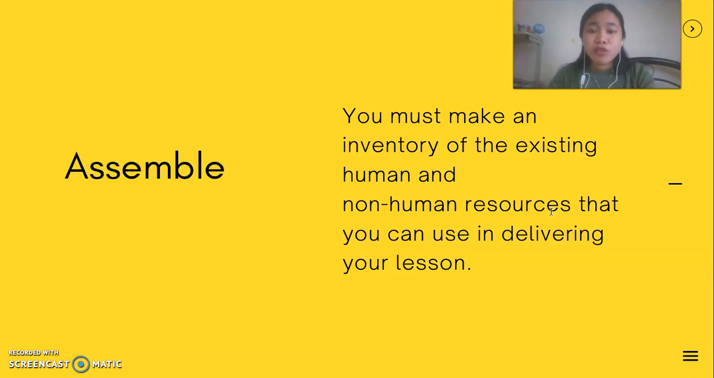So also for the non-human resources, well, you can make use of the laboratory. Science laboratories in your schools. So let's say, for example, you are discussing about blood vessels, and so you have science laboratory. You have microscopes in your science laboratory, so you can actually make use of that in delivering your lesson, not just simple lecture and discussion.